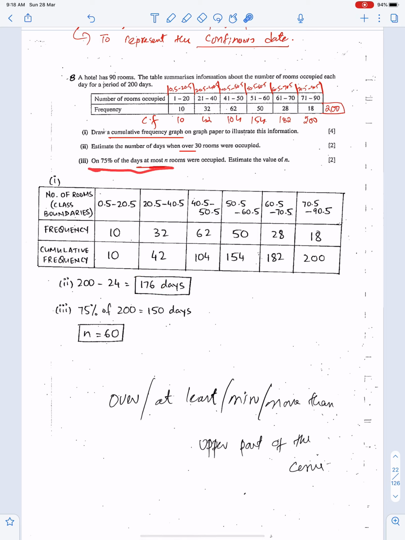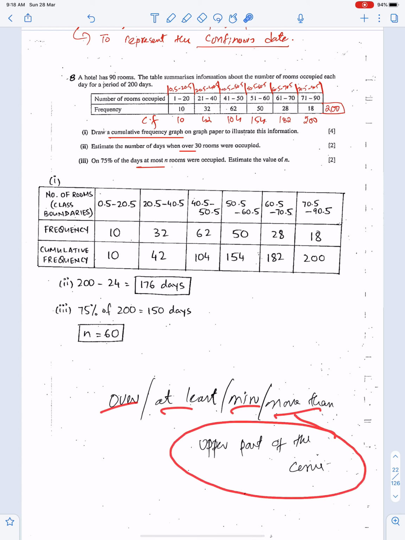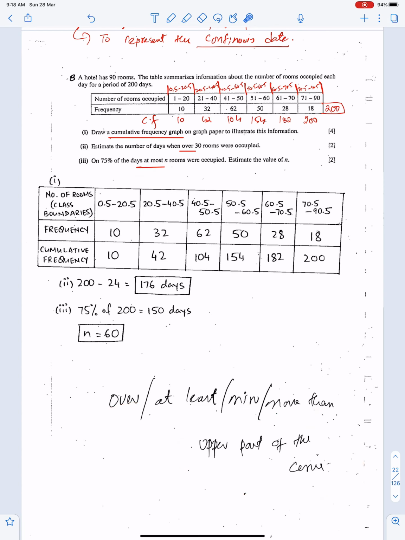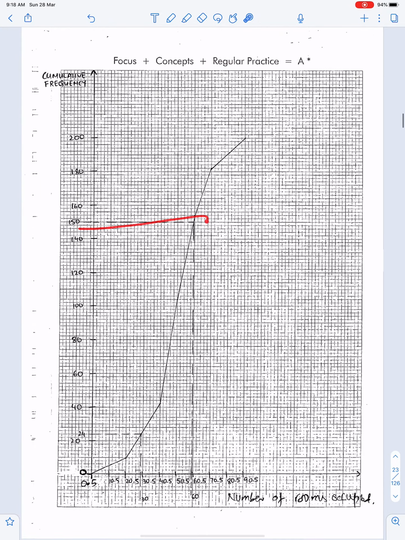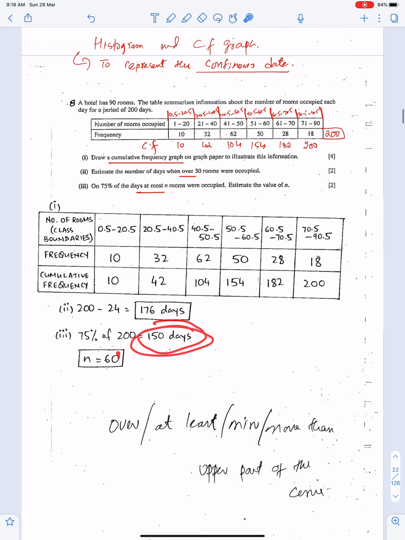So at most means the lower part of the graph. Over, at least, minimum, more than means upper part of the graph, and this means the lower part of the graph. On 75% of the days, n rooms were occupied. 75% of the days, there are 200 days. So 150 days. So 150. Check its corresponding value, it's 60. So 60 rooms.